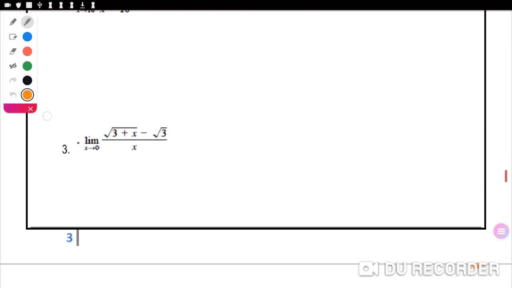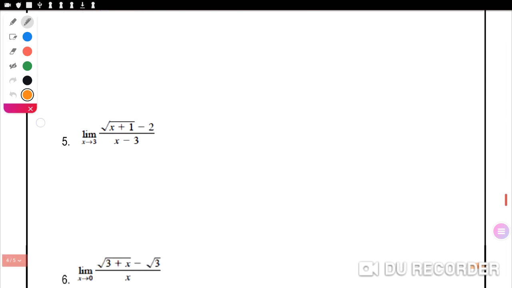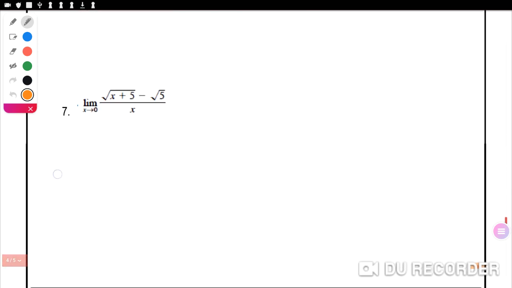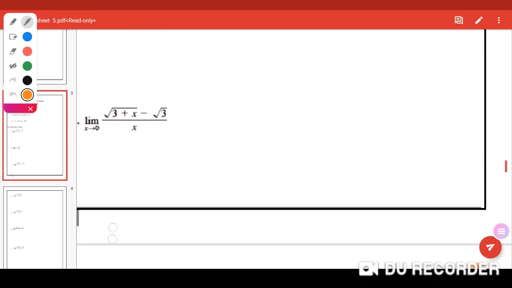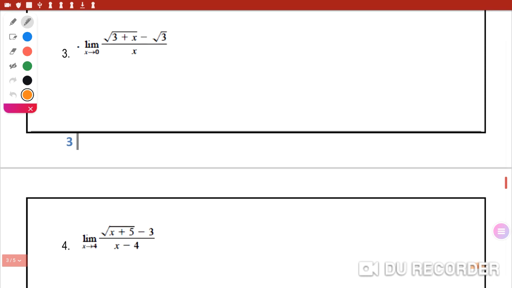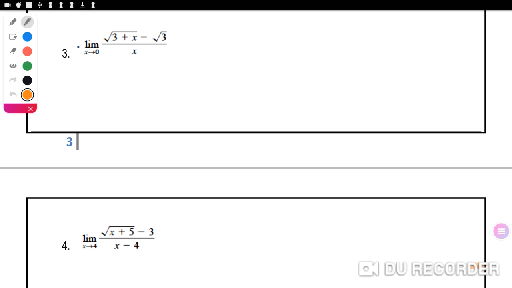Here, that is the last one, and the other questions will be homework, okay? Page 4, it will be homework. Here, let's solve this one. Again, since the numerator here is not a polynomial, I use the rationalizing technique.